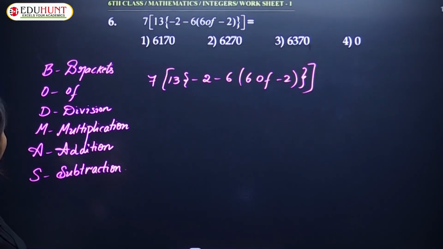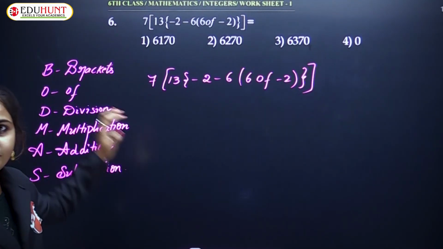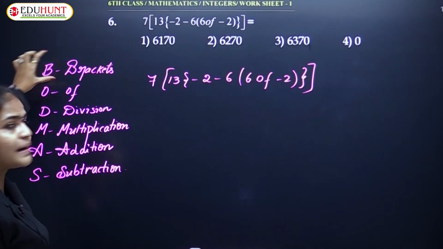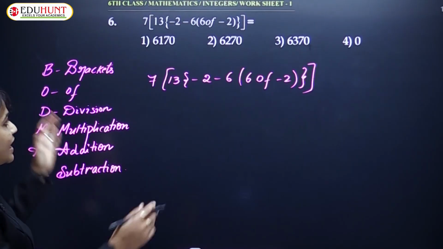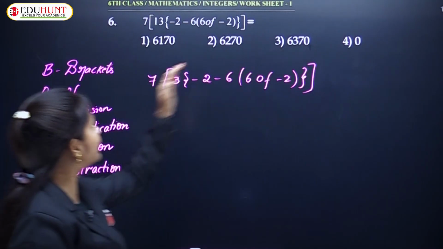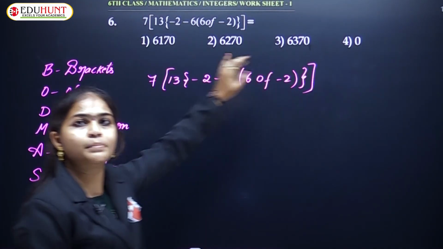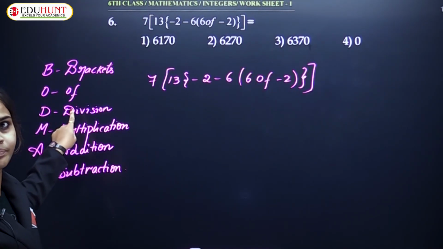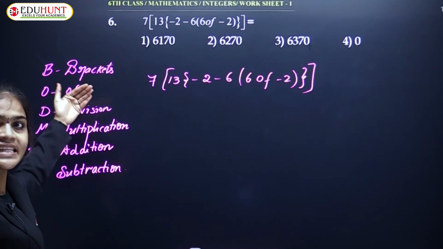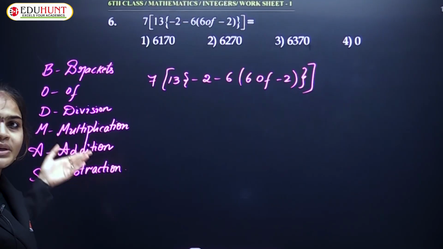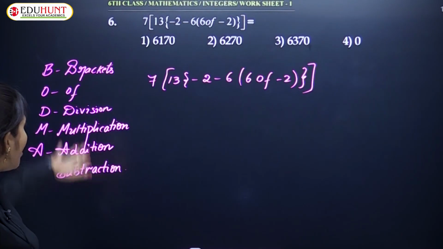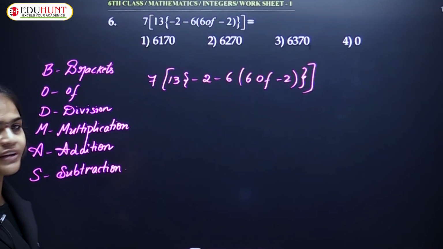What about the BODMAS rule? Any question related to BODMAS means first we have to simplify the brackets. First see what numbers and what operations are inside the brackets. After completion of the brackets, we go for off. After that we simplify division, next multiplication, then addition, and finally subtraction. This is the order of simplifying any expression.